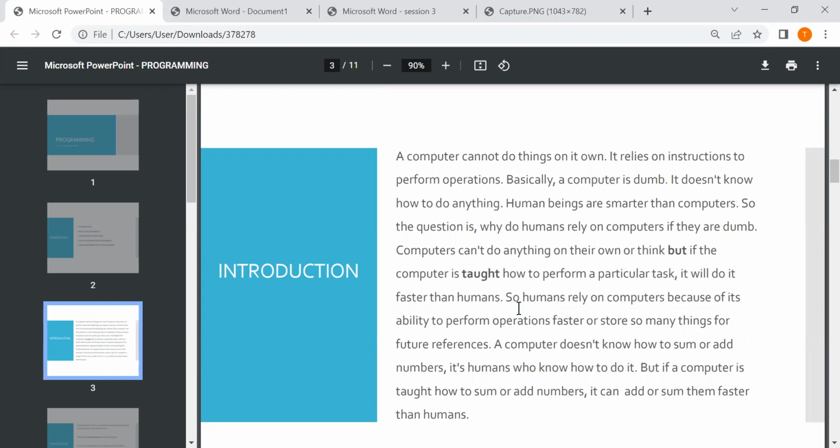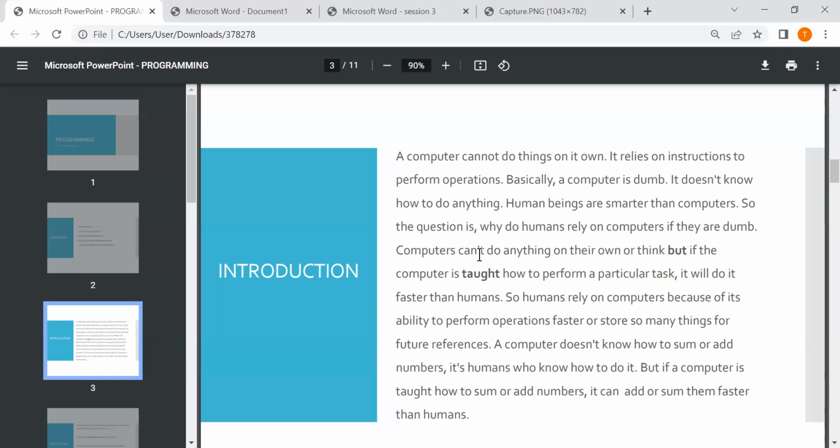Human beings know how to add numbers. They know how to perform certain operations. The computers do not know how to do that. But if you teach the computer how to perform those operations, the computers can do it faster than human beings. That's why human beings rely on computers. That's all I was trying to say here. A computer cannot do things on its own. It relies on instructions to perform operations. Basically, a computer is dumb. Yeah. It doesn't know how to do anything. Human beings are smarter than computers.